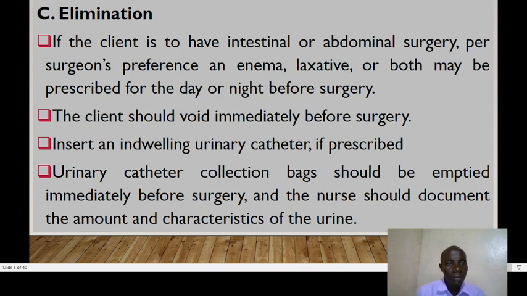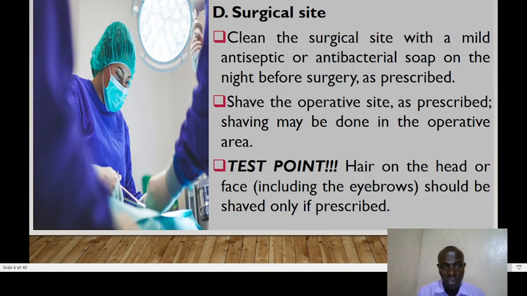On elimination, if the client is to have intestinal or abdominal surgery, per the surgeon's preference, an enema or a laxative or both may be prescribed for the day and night before the surgery. The client should void immediately before the surgery, and you insert an indwelling catheter if it's prescribed. The urinary catheter collection bag should be emptied immediately before surgery, and the nurse should document the amount and the characteristics of the urine.